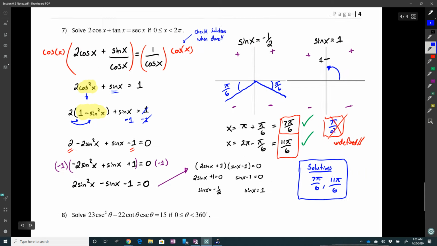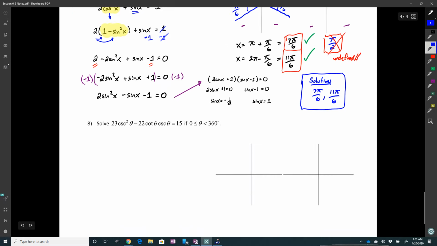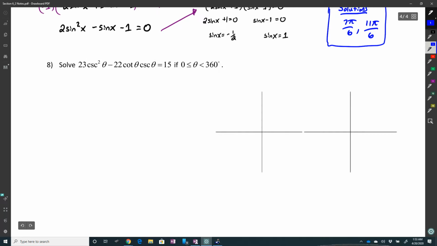All right, let's do the last one. Now, I looked through the book and I tried to find the hardest one I could find, and this was it. And it's actually not too bad, but let's work it out. Okay, so 23 cosecant squared minus 22 cotangent cosecant equals 15. So just like all the others, this is going to be a quadratic. So first, let me change the cosecant to 1 over sine. So this is really 23 over sine squared theta minus 22. Cotangent is cosine over sine.